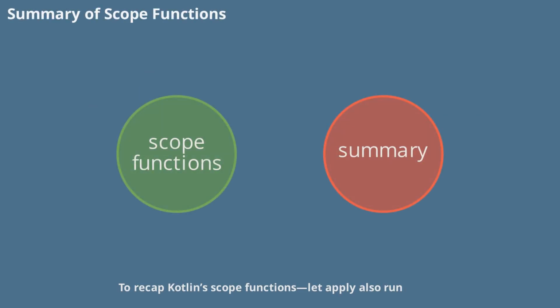Recap: Kotlin's scope functions, let, apply, also, run, and with, each serve a unique purpose. Understanding their differences helps you write more expressive, concise, and safe code. Whether you're transforming data, configuring objects, or chaining operations, there's a scope function for every scenario.